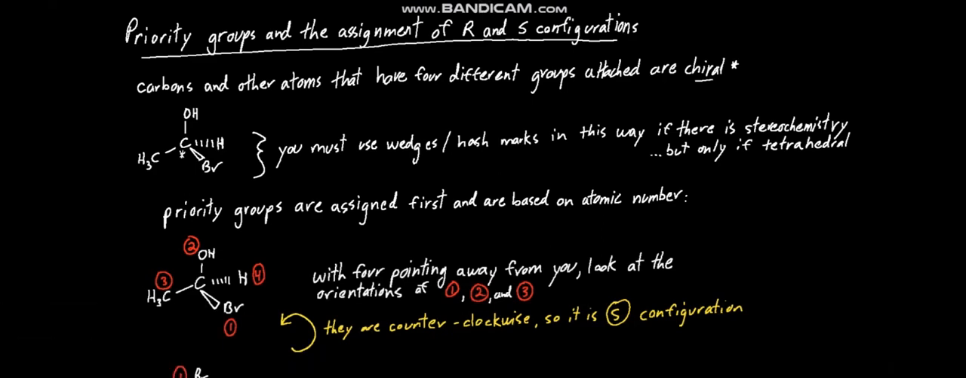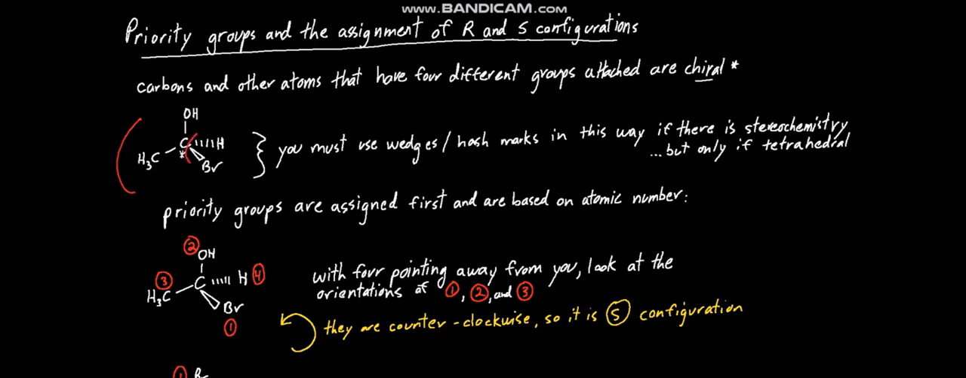Hello, this is a brief review of assigning priority groups for chiral centers, or chirality centers, as some call them, and then assigning R and S configurations. It's not intended to cover the whole subject. Carbons that have 4 different things attached, as you see here, are chiral, and so they have a non-superimposable mirror image. They have an enantiomer. You can refresh on all that from the book.